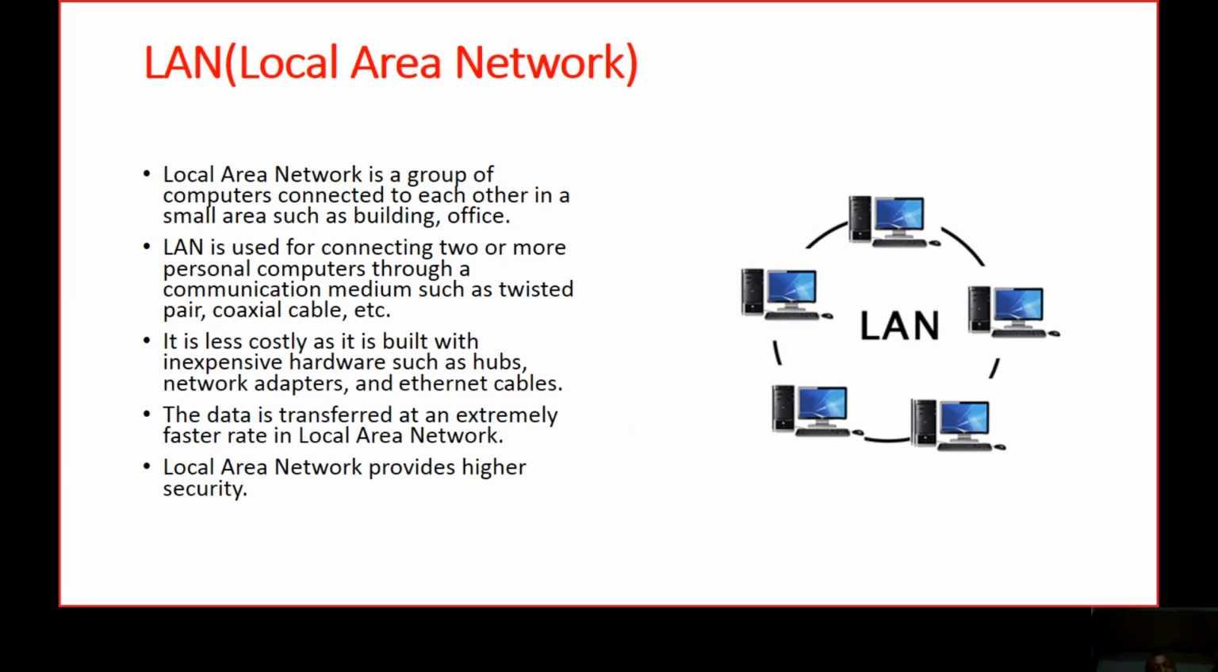Start with LAN. A LAN is a group of computers which are connected to each other in a small geographical area, such as a house, building, or office. As you see in the design of the LAN, it is used for connecting two or more computers through a communication medium, such as twisted pair. You can use twisted pair. You can use coaxial cable, etc.